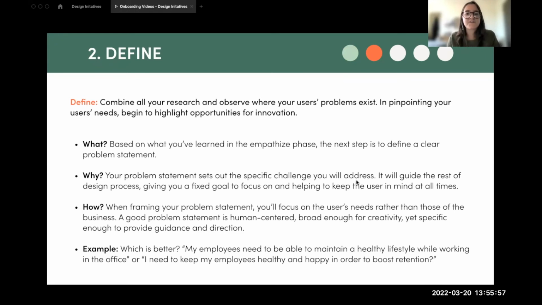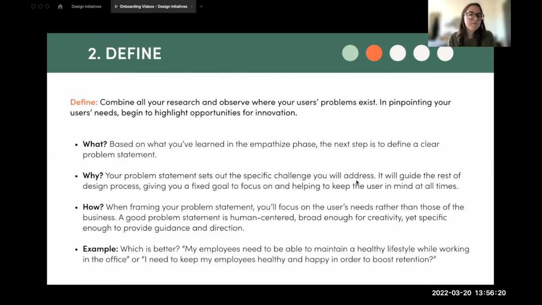You'll combine all your research and observe where your users' problems exist. And pinpointing your users' needs, begin to highlight opportunities for innovation. So based on what you learned in the empathize phase, the next step is to define a clear problem statement. And your problem statement sets out the specific challenge you will address. It will guide the rest of the design process, giving you a fixed goal to focus on and helping keep the user in mind at all times.